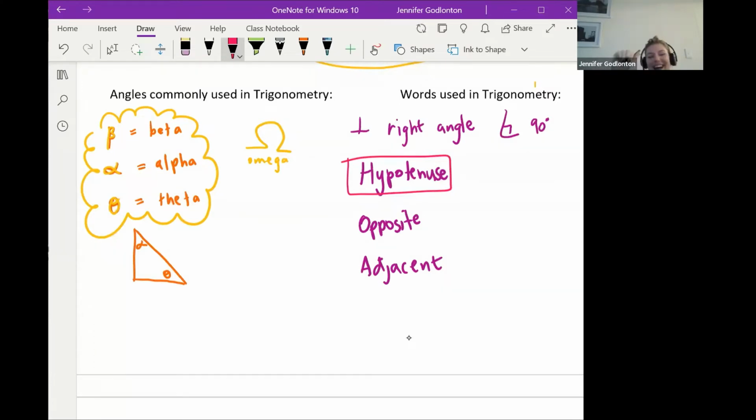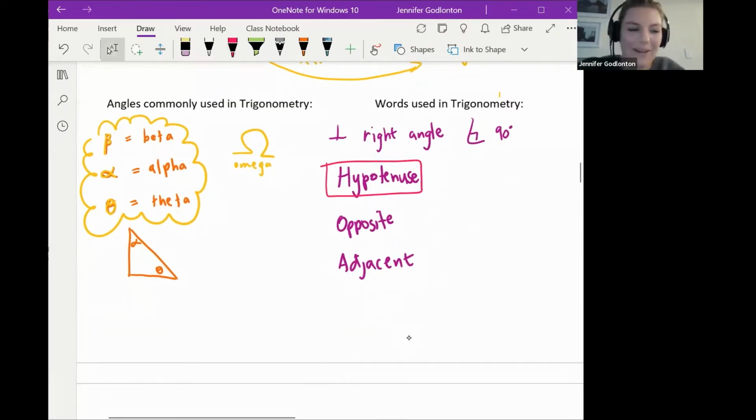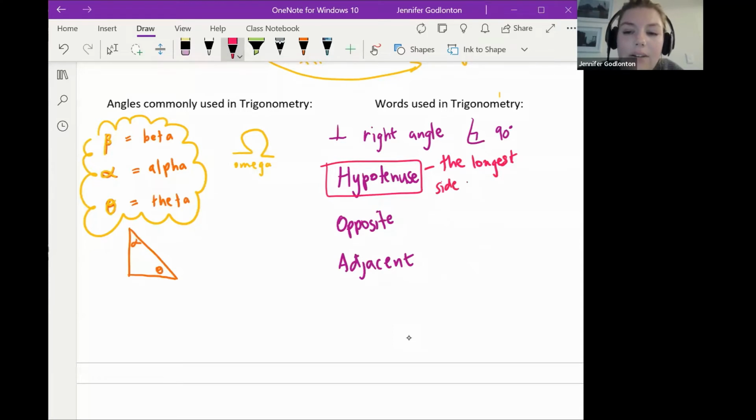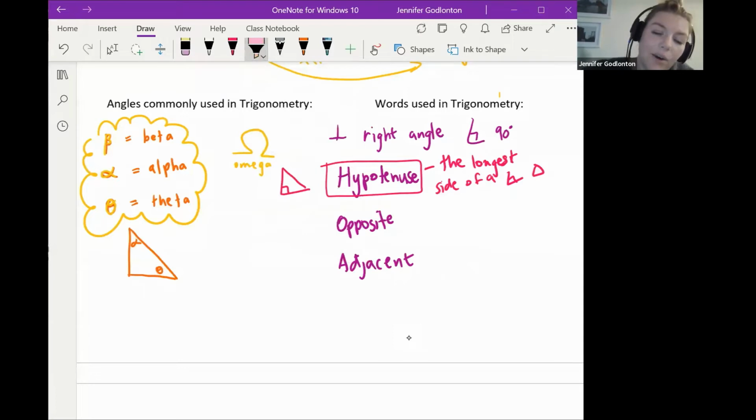It's the longest side of a right-angled triangle. So I saw lots of people were very close to that, but getting there. So it's the longest side of a right-angled triangle. What I mean by that is if I have a right angle triangle, it's always going to be the side which is opposite the right angle. That is always going to be my hypotenuse. Okay, so when we start moving things around, some of our other things are going to change. The opposite and adjacent are going to change, but the hypotenuse is always the hypotenuse.